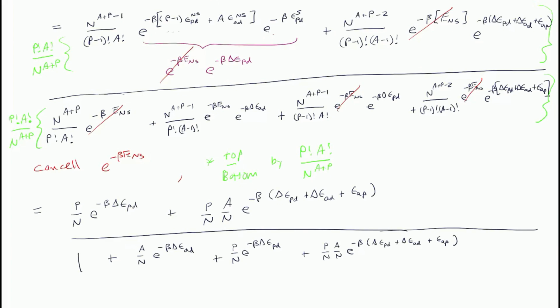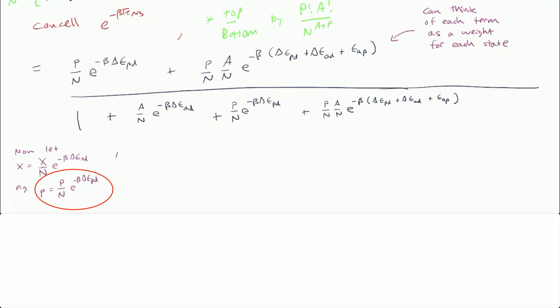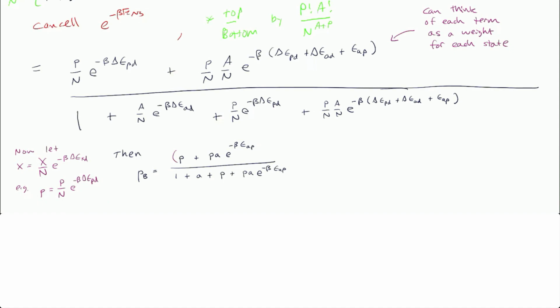Okay, so now that I've finished writing that, here's another note that, again, we can think of each of those as a weight. So let's define little x equals X over N e to the minus beta delta epsilon xd, where you can see, for example, P would have that definition shown. And this will allow us to write the probability of binding in a simpler way in terms of the small letter symbols that you see there, and epsilon AP.